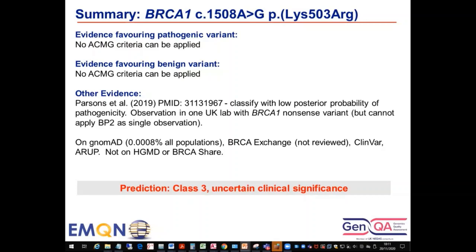The variant is on gnomAD, which is an extremely low population frequency across all populations. It's also on BRCA Exchange, ClinVar and ARUP, but not on HGMD or BRCA Share. So the final classification for this variant, bearing in mind the lack of evidence for or against pathogenicity, is class 3, variant of uncertain clinical significance.